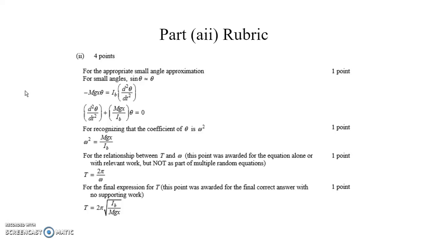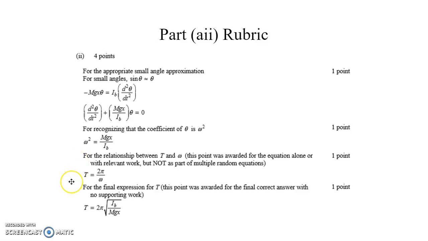So using this, we would get all 4 points because at the very beginning, we showed that we knew the small angle approximation by replacing the sine theta in our differential equation with theta. Then the second point was given for recognizing that the coefficient of theta is omega squared. And we got to this step after we had derived what angular acceleration was equal to and eliminated the negative theta on both sides.